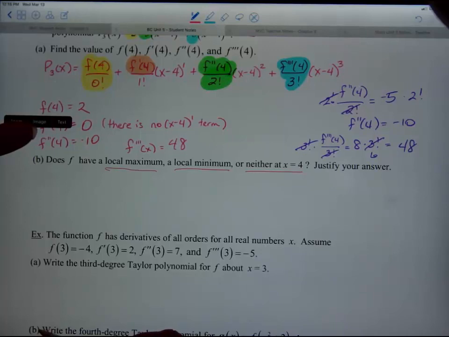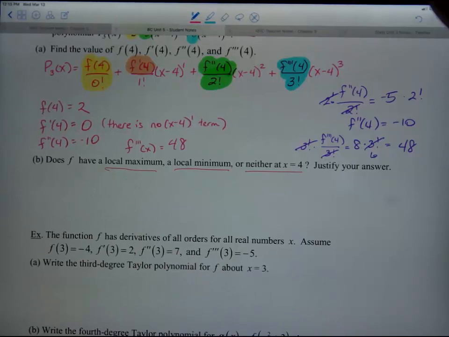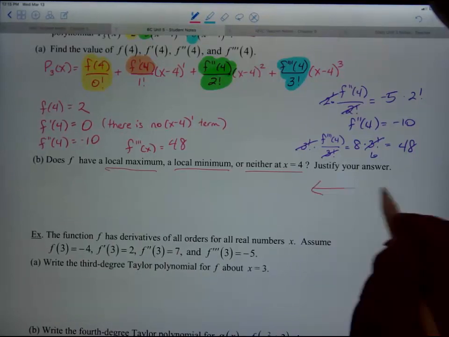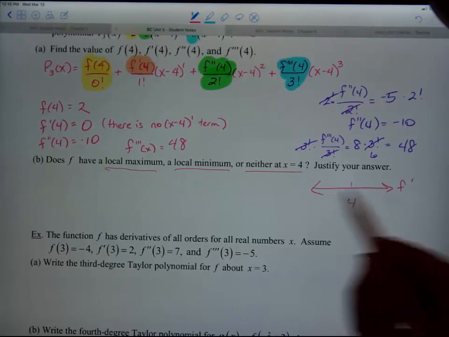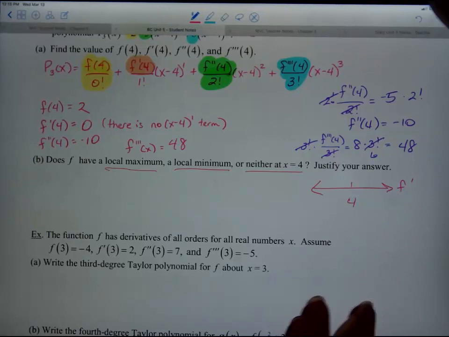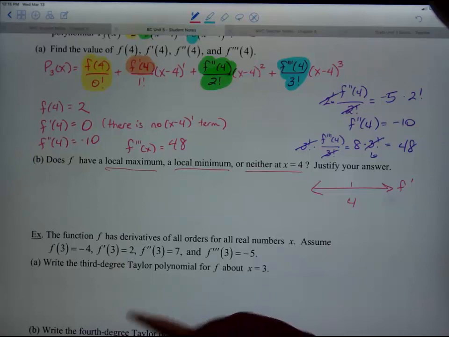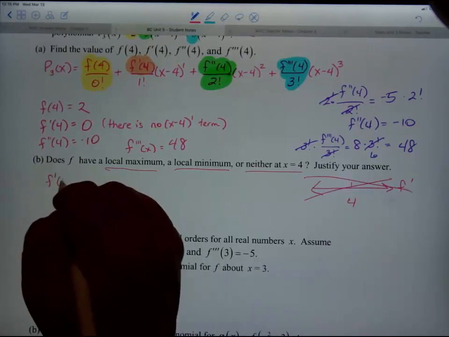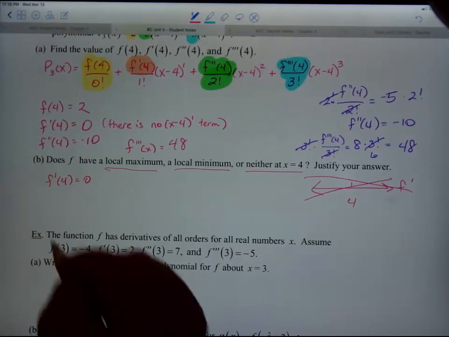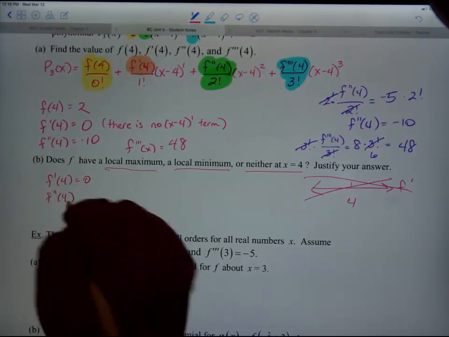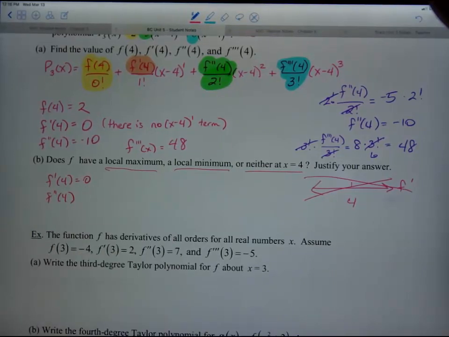Okay? Now, we learned 2 different ways to find out whether something was a max or min. What was one of the ways we learned? The number line. And that's the most common. We would put f prime there, we put the 4 on it, and then we would test points on either side. Okay? Do we know anything about what's happening at 3 and what's happening at 5? No. So this is not the method I want to use. Okay? I know that f prime of 4 equals 0. What's the other way? The second derivative test, where you take a look at what happens at the second derivative.